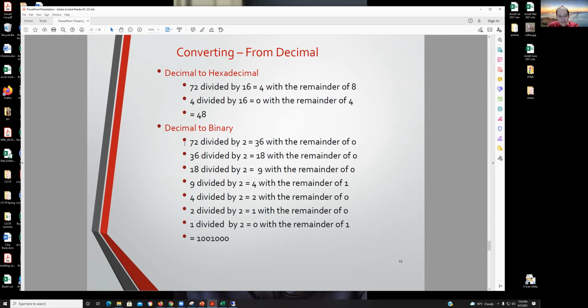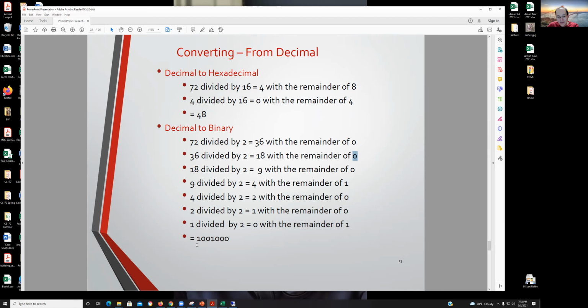So here, let's say the 72 number. You divide it by 2 because that's base 2, and you get 36 with a remainder of 0. Then you take this 36 and bring it down to here, and 36 divided by 2 equals 18. Again, you have a remainder of 0. And you keep repeating this all the way down to the bottom: 1 divided by 2 equals 0 with a remainder of 1.